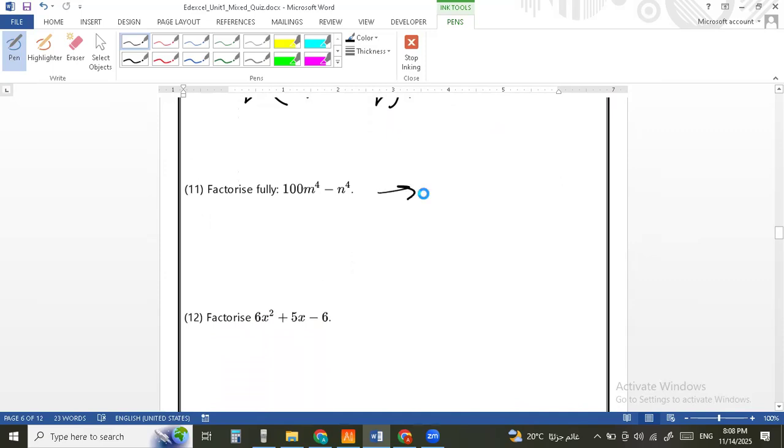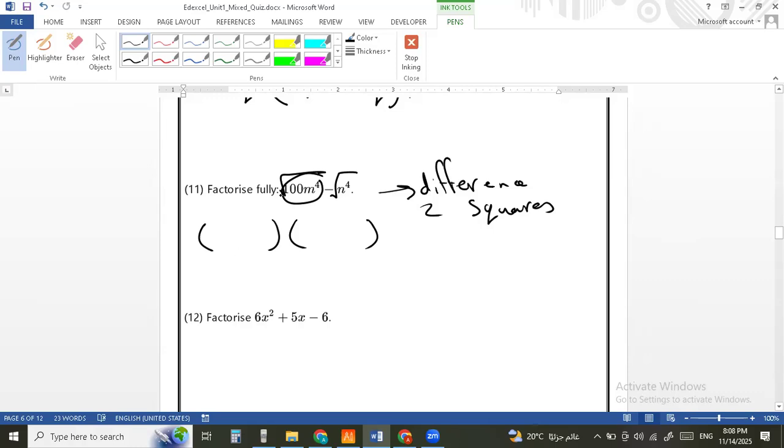This is what we call difference between two squares. How can I solve it? You solve it this way. You get the root of this, and you get the root of this. Once you have difference of two squares, this is a squared number. 100 is a squared number. M to the power of 4, the 4 is a squared number, or is an even number. N to the power of 4, the same thing. It's a squared number. Good. So let's do this. Open two pairs of brackets this way.